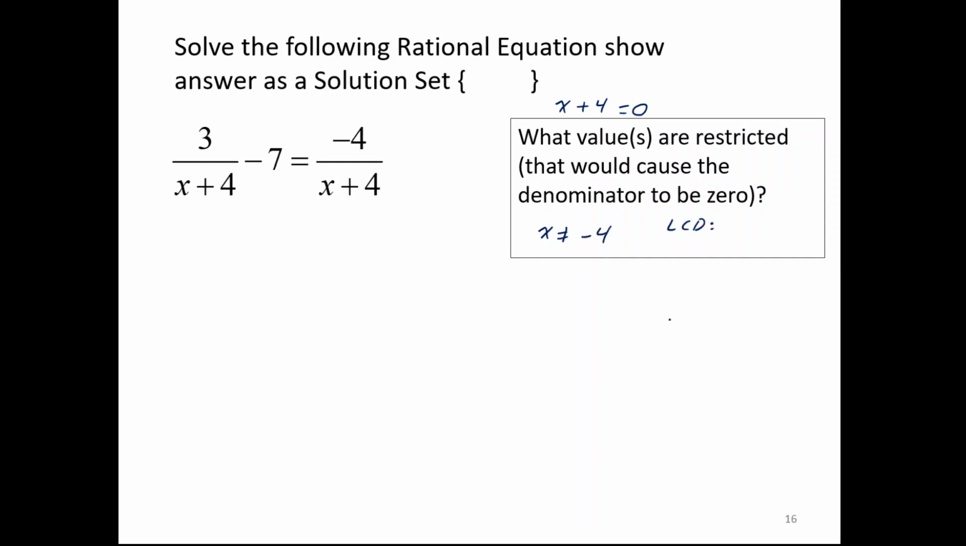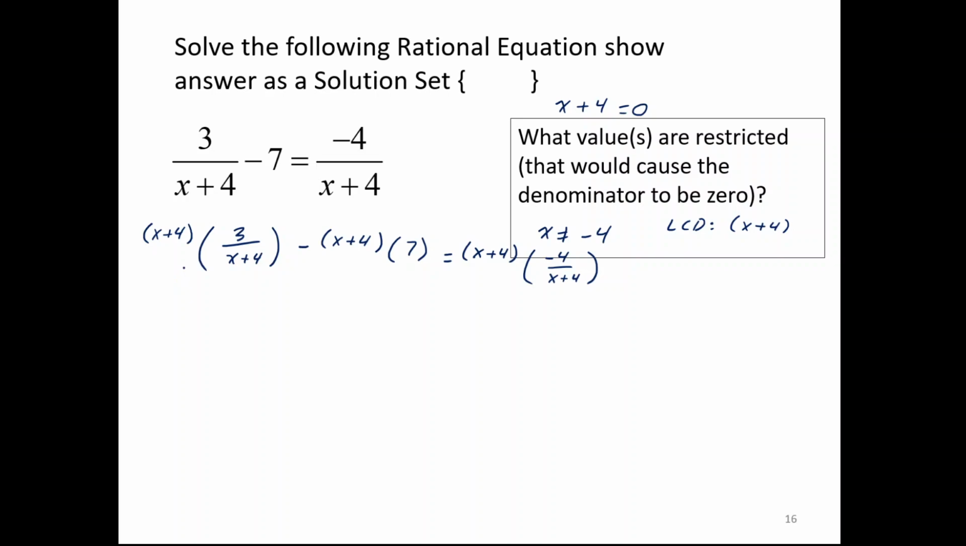And our least common denominator will be the expression, parentheses, x plus 4, close parentheses. Now, we will multiply every term by this, so we will have parentheses, x plus 4, close parentheses, open parentheses, 3 over the quantity x plus 4, close parentheses, minus parentheses, x plus 4, close parentheses, multiplied by 7, equals parentheses, x plus 4, close parentheses, open parentheses, negative 4 over the quantity x plus 4, close parentheses.